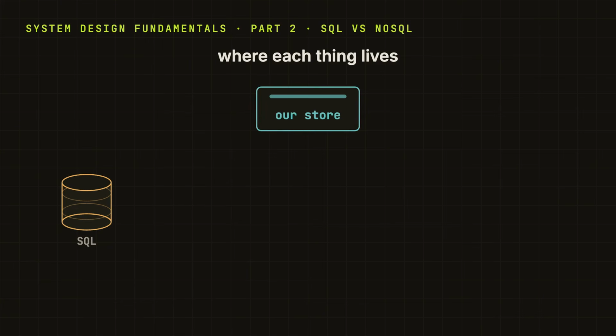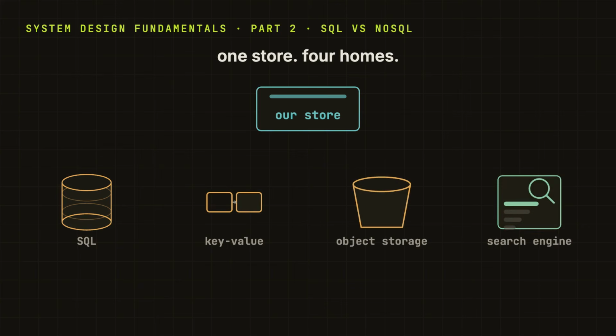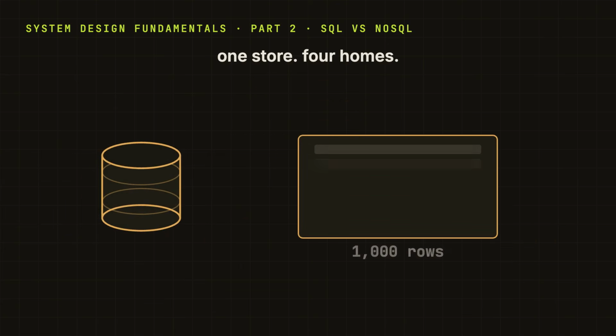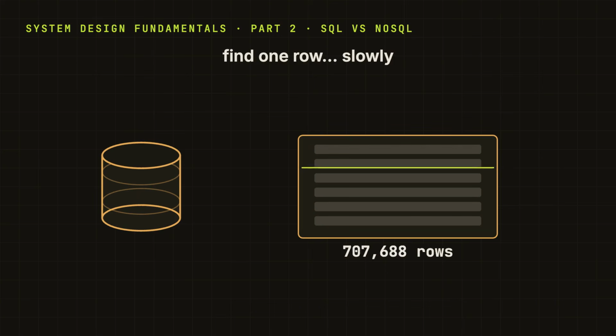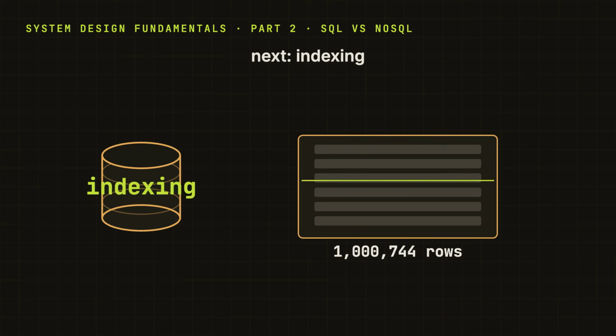So, in our store, the orders and users sit in a SQL database. The sessions might sit in a key-value store. The images sit in object storage and search sits in a search engine. Now, even with the right database, one problem remains. As data grows, finding a single row can get slow. And the fix for that is a concept called indexing. That is next.